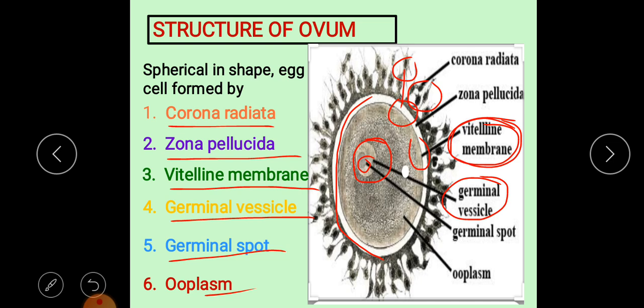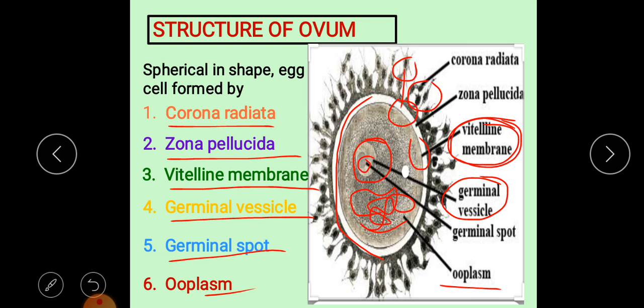Okay, what about the ooplasm? Ooplasm is also known as the cytoplasm of the egg cell. Here you can see inside there is a cytoplasm. This cytoplasm is also known as the ooplasm of the egg cell and supplies nutrients to the growing embryo. It is a fluid-filled inner ooplasm.